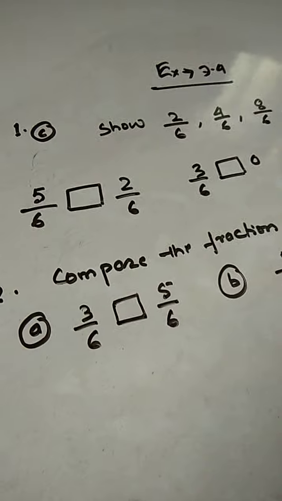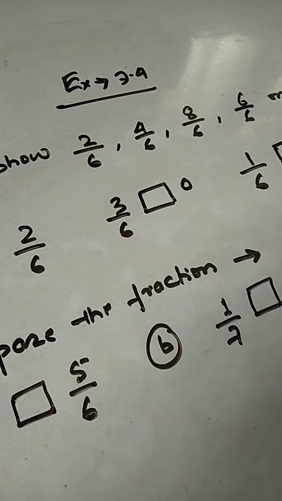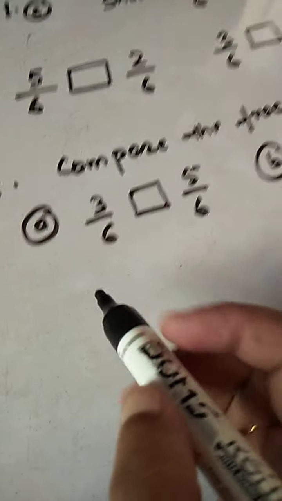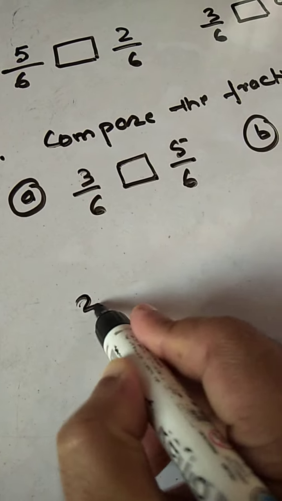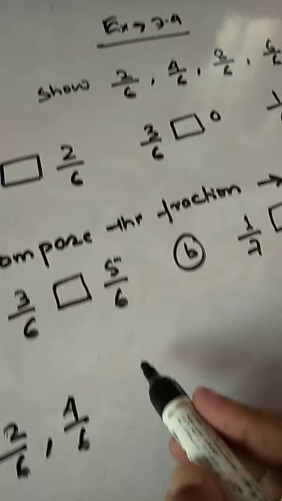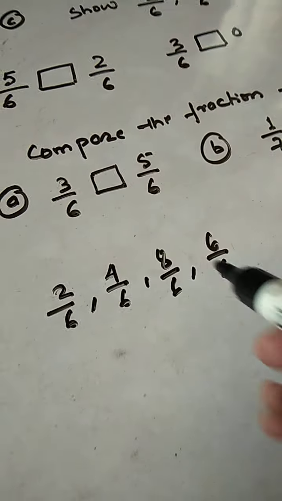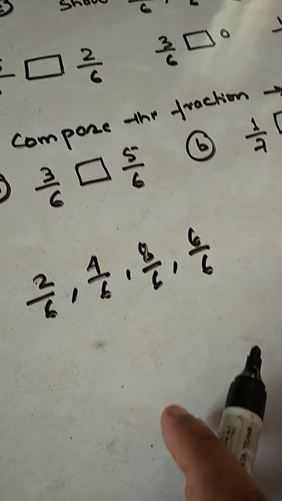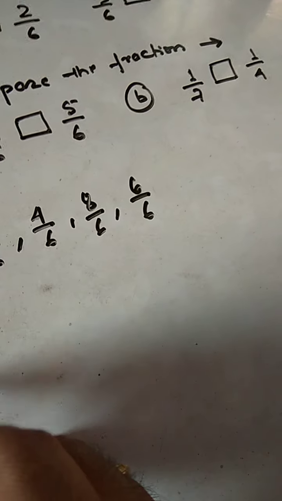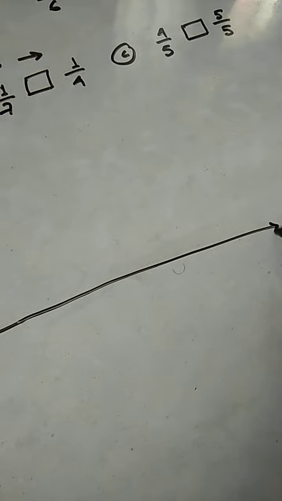It's very easy, but the first thing that we'll do is show the required fractions on the number line. So now you see 2 by 6 is there, 4 by 6 is there, then 8 by 6, and then 6 by 6. All these fractions you have to plot on the number line. So the first thing you will do is draw one line. Okay, this is a line.